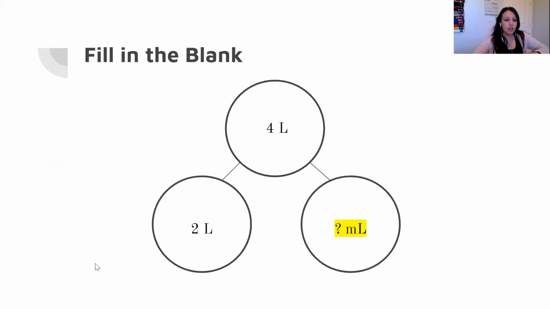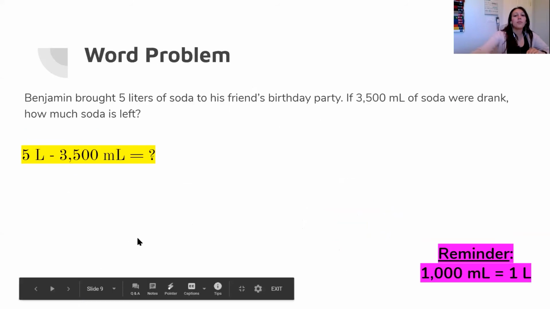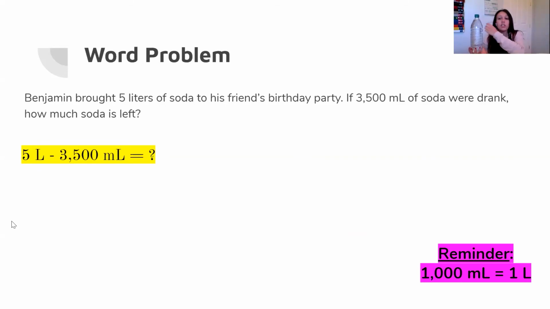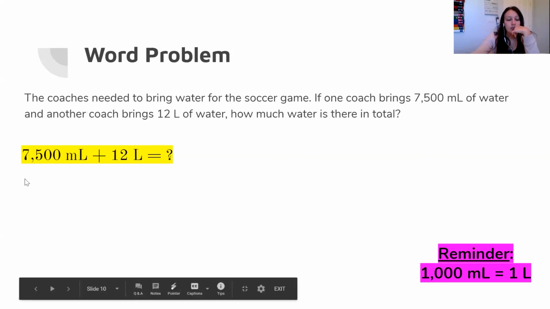Perfect. So let us move on to a word problem then. We're going to talk about some soda for a birthday party now. Benjamin brought 5 liters of soda to his friend's birthday party. So remember, this is the same thing as 1 liter. So Benjamin brought 5 of these to the birthday party. If 3,500 milliliters of soda were drank, how much soda is left? So here's our equation. We have 5 liters minus 3,500 milliliters equals question mark. So let's solve this. We want to put all of this into these same terms, right?